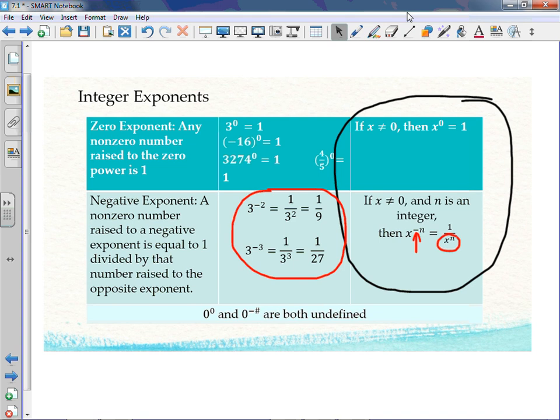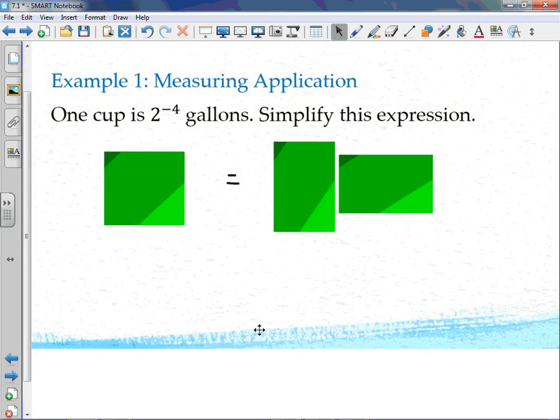Okay, hopefully you wrote them down. Let's do some problems. All right, 1 cup is 2 to the negative 4th gallons.